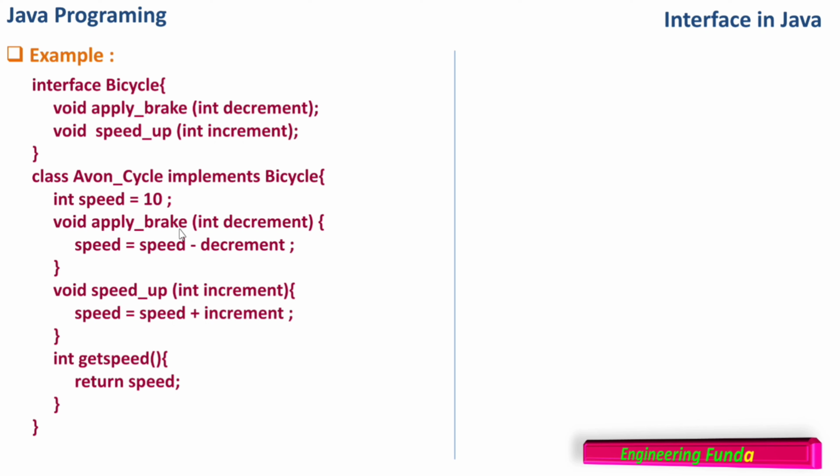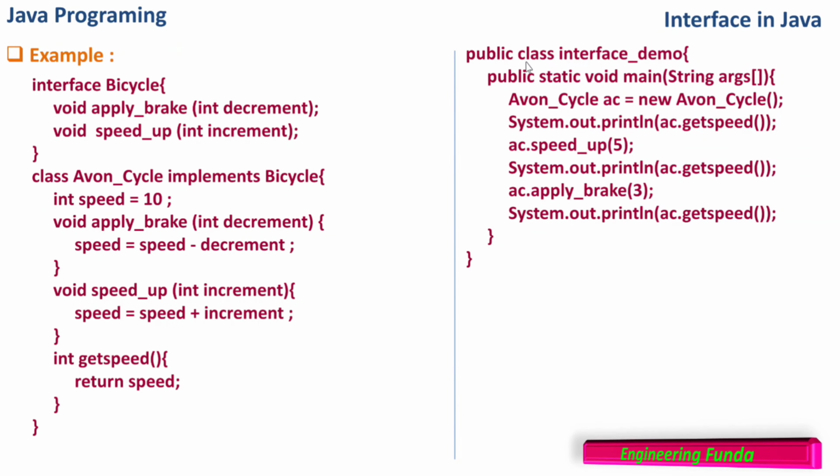apply_brake has decrement, speed equal to speed minus decrement. So whatever decrement value is passed, that will be decremented from the speed, and speed_up has increment. So whatever the value of increment is passed, that will be added to the speed. There is another method, get_speed, which returns the speed. So if you want to see the value of speed, we are writing this get_speed method.